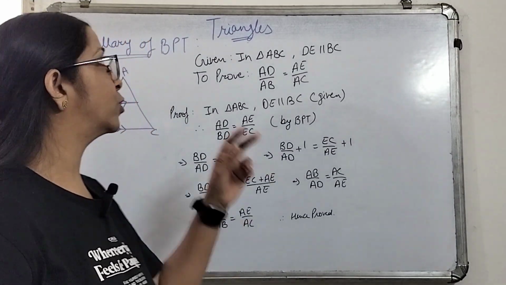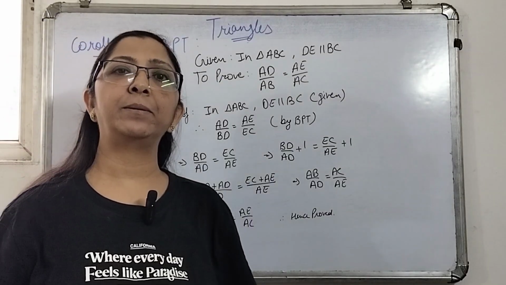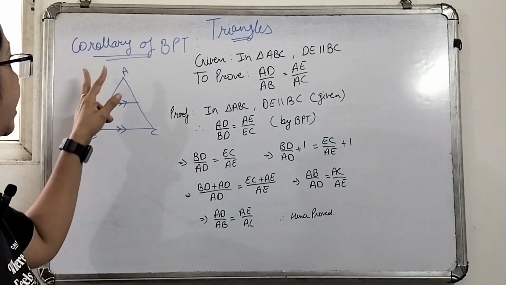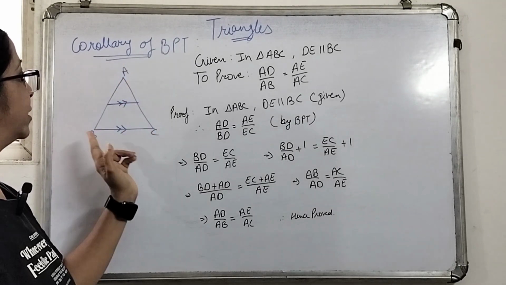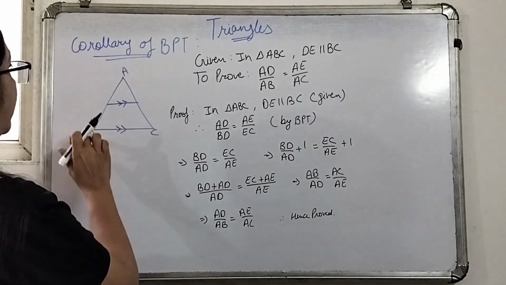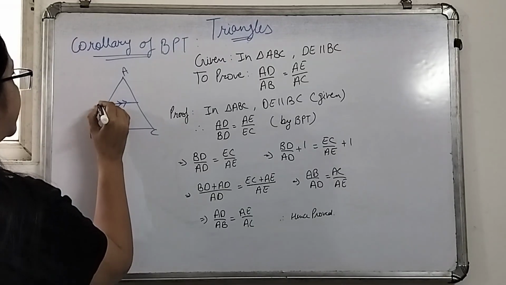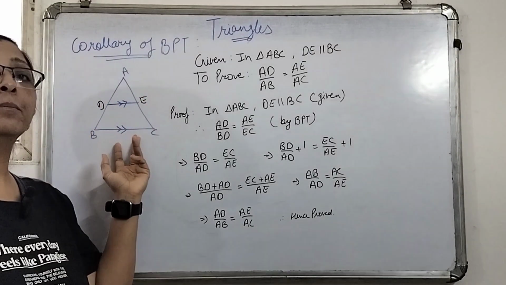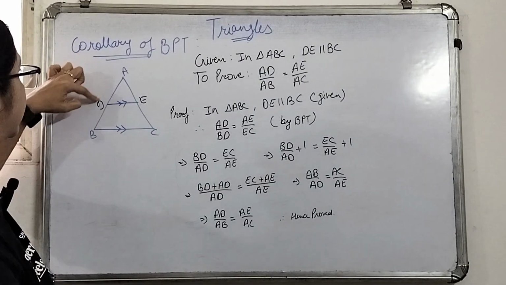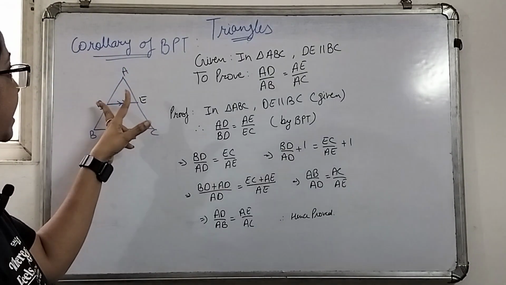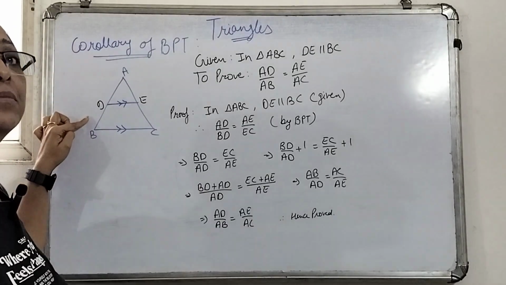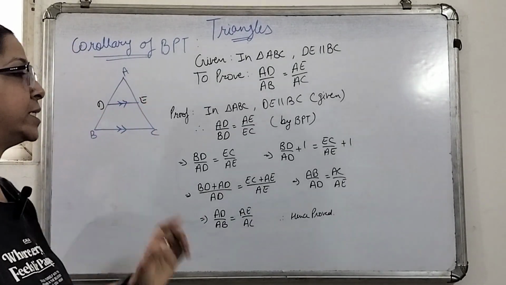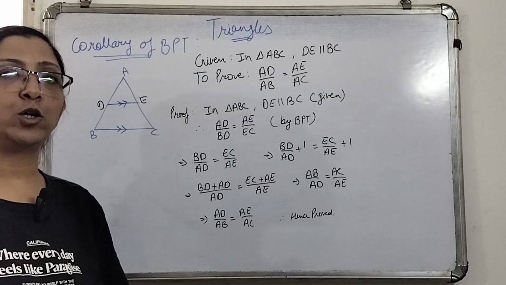Now let's see the corollary of BPT. That means by BPT only, that is basic proportionality theorem, what we can interpret. In the BPT, we have seen that if in a triangle we draw a line parallel to any one of the sides, here we have drawn a line DE which is parallel to BC, then this is cutting the two remaining sides at distinct points in the same ratio. That means AD over DB will be equivalent to AE over EC. This was the BPT which we just discussed.